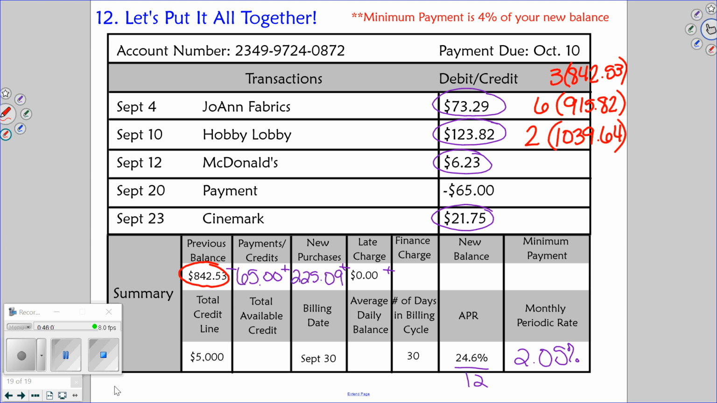Then on the 12th, I went to McDonald's. I charged $6.23. So I'm going to add the $6.23 onto this. So $1,045.87. How many days did it sit at that before I went ahead and purchased something else again? So September 12th, 13th, 14th, 15th, 16th, 17th, 18th, 19th. Do I count the 20th? No, I made a purchase on that day. So 8 days.